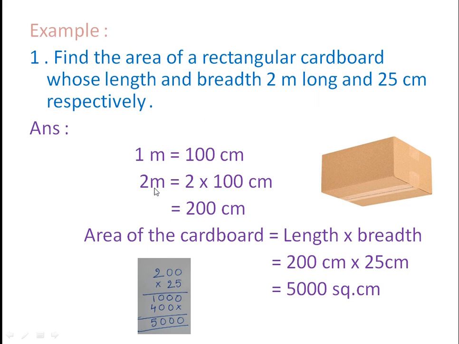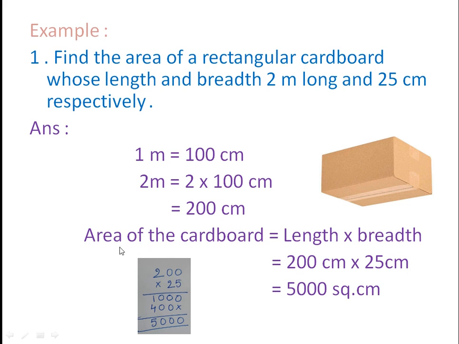Write down the statements like this. First, we already know 1 meter is equal to 100 centimeters. And convert the meters into centimeters like this. Write down: 2 meters is equal to 200 centimeters.